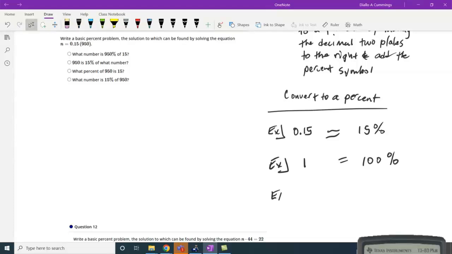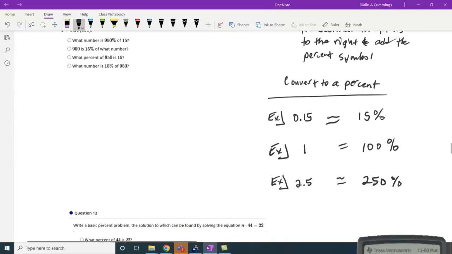And I will just do one more. Let's just say if you had 2.5, how would you convert that to a percent? Well, you would just move your decimal 2 places to the right. So 2.5 would actually be 250%. All right, and then there's just one more example.